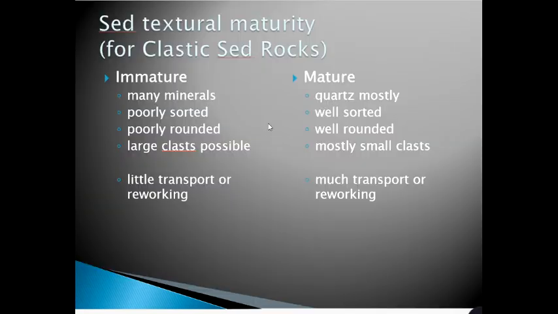We talk about it in terms of maturity. So mature rocks are well-sorted, well-rounded, mostly small, and then just a separate thing, they're mostly the mineral we call quartz. That indicates that these have undergone huge amounts of transport or what we call reworking. So if you memorize the mature side of things here, then the immature side is the exact opposite.